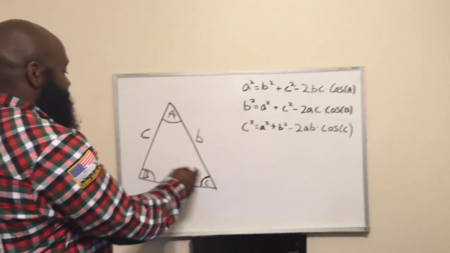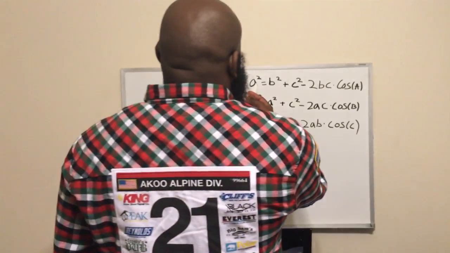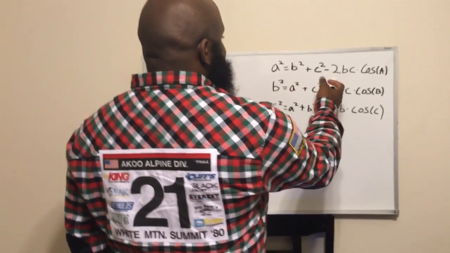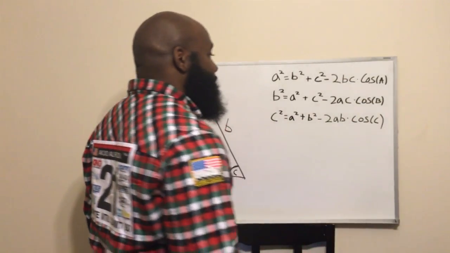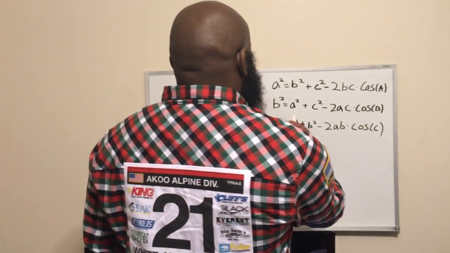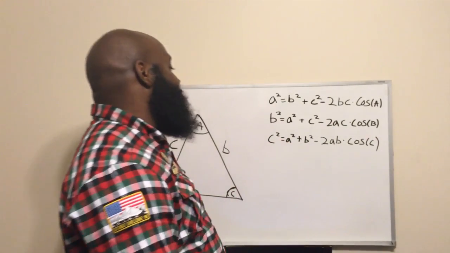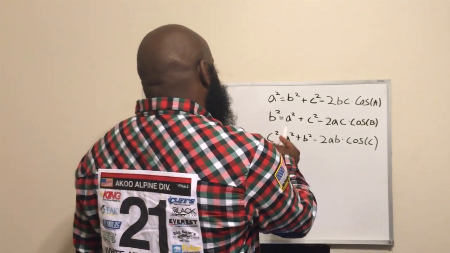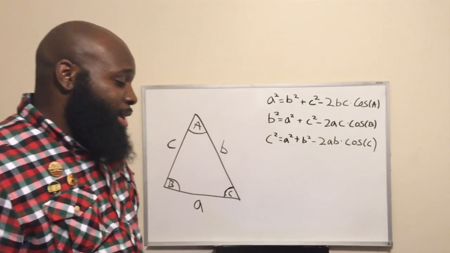Basically, you have the same triangle: your angle B, your side B, your angle C, your side C, your angle A, your side A. It says here that A squared is equal to B squared plus C squared minus 2 times B times C times the cosine of angle A. B squared is equal to A squared plus C squared minus 2 times A times C times the cosine of angle B. And C squared is equal to A squared plus B squared minus 2 times A times B times the cosine of angle C.